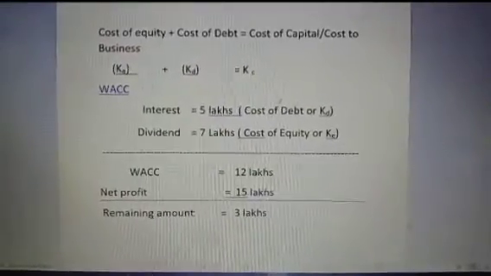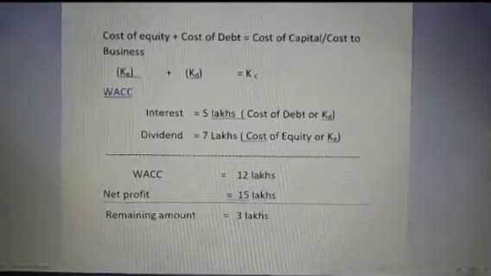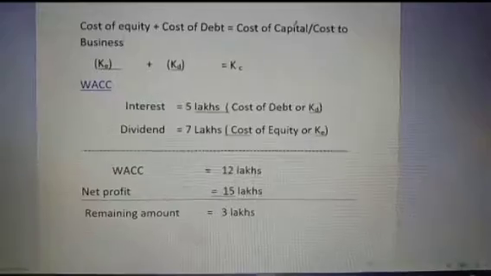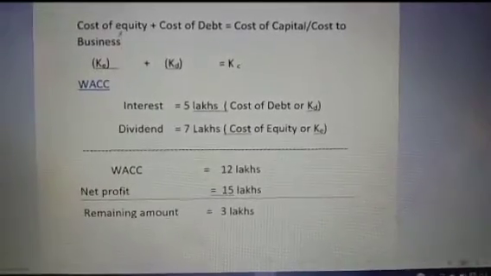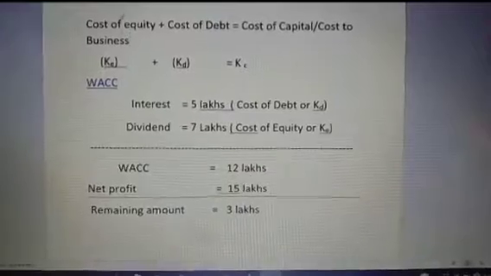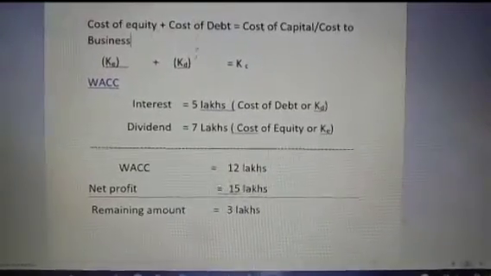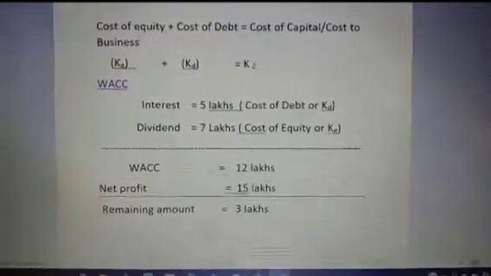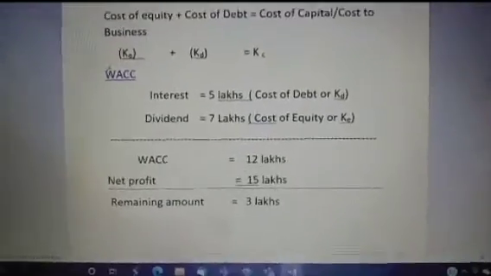Okay, so now look at this. Here, cost of equity plus cost of debt is equal to cost of capital, or we can otherwise say this is the cost to business also, because the business has to pay this cost. Cost of equity is KE, cost of debt is KD, and cost of capital is KC. So what is weighted average cost of capital?